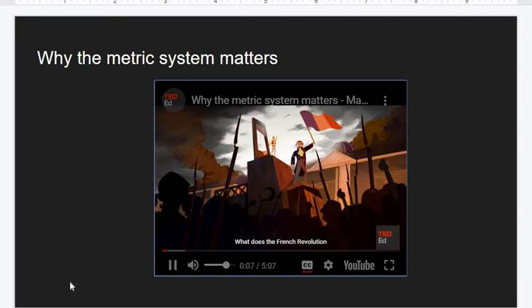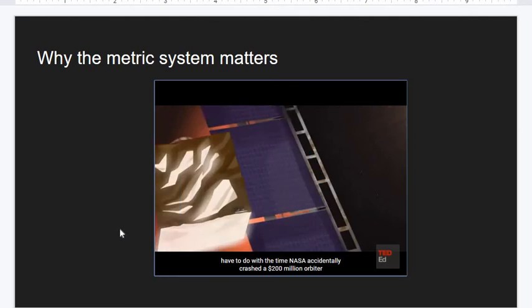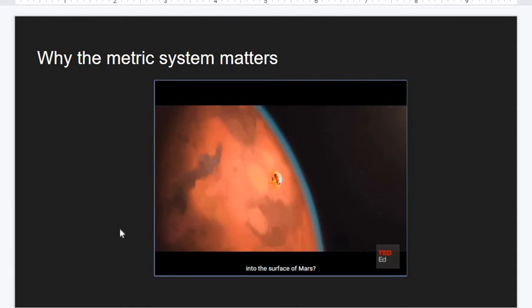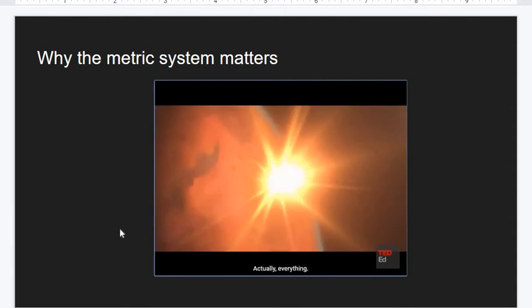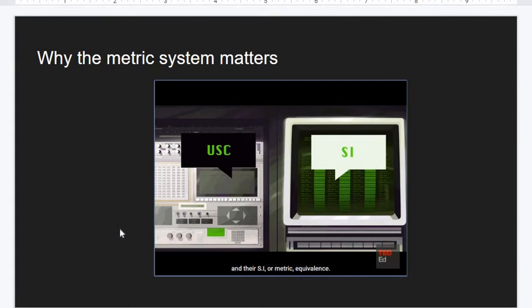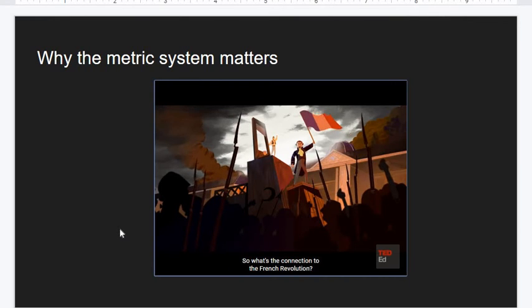What does the French Revolution have to do with the time NASA accidentally crashed a $200 million orbiter into the surface of Mars? Actually, everything. That crash happened due to an error in converting between two measurement systems, U.S. customary units and their SI or metric equivalents. So what's the connection to the French Revolution?